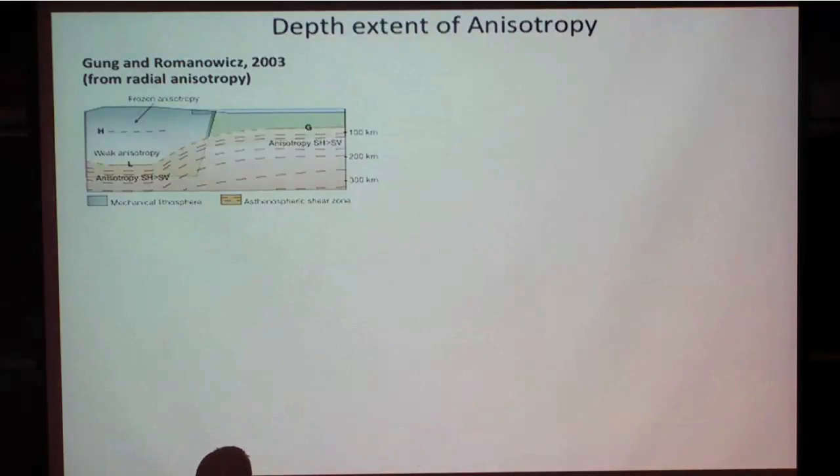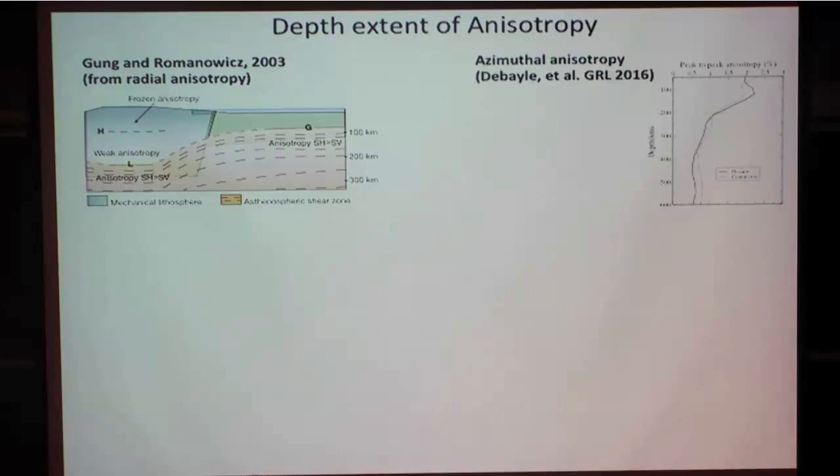So then, a last point that I will make is about the depth extent of the anisotropy. You probably all remember this cartoon by Gung and Romanowicz, which suggests that from radial anisotropy there is a layer where SH is faster than SV below, which is located between 80 and 250 kilometers, maybe beneath oceanic regions, and deeper beneath continents. And this is commonly used to say that maybe the anisotropy aligns with the plate motion in a layer which is deeper beneath continents than beneath oceanic regions.